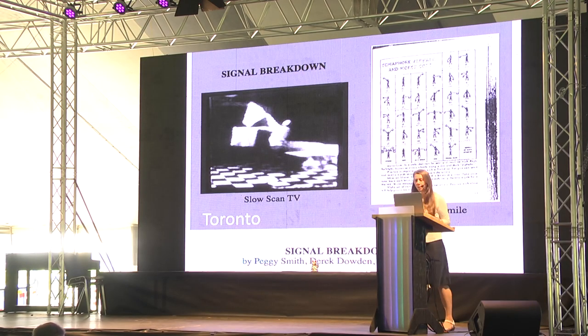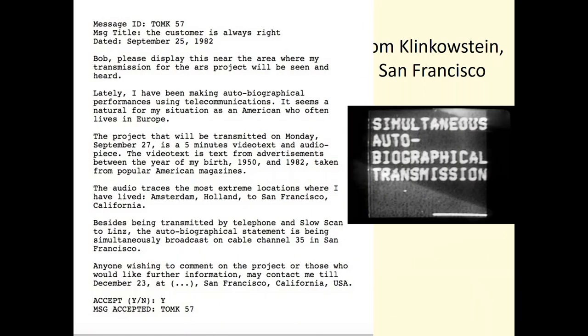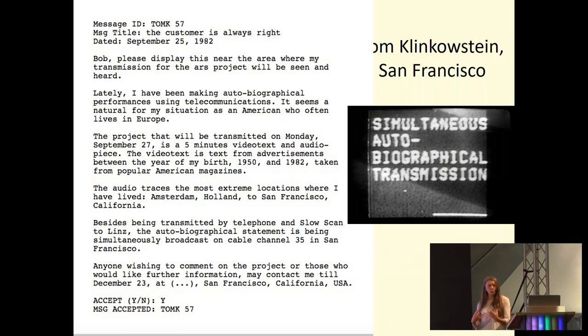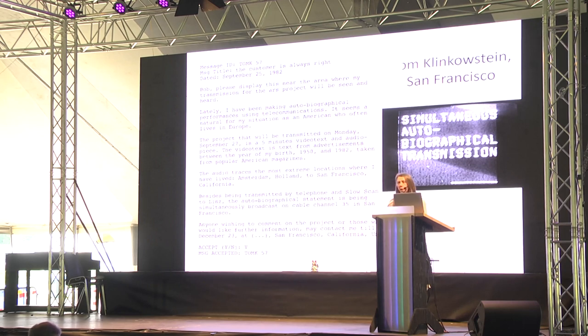So this one is sending this semaphore sign language and sending a message via slow scan TV at the same time with this system. Then another system in San Francisco is doing a more autobiographical project that fits in his own work. The video text is text from advertisements between the year of my birth, 1950, and 1982, the year of the performance, taken from popular American magazines. Besides being broadcast via this slow scan TV transmission, it was also sent, at least that's what he claims, on a cable channel in San Francisco. So it was also broadcast on television.